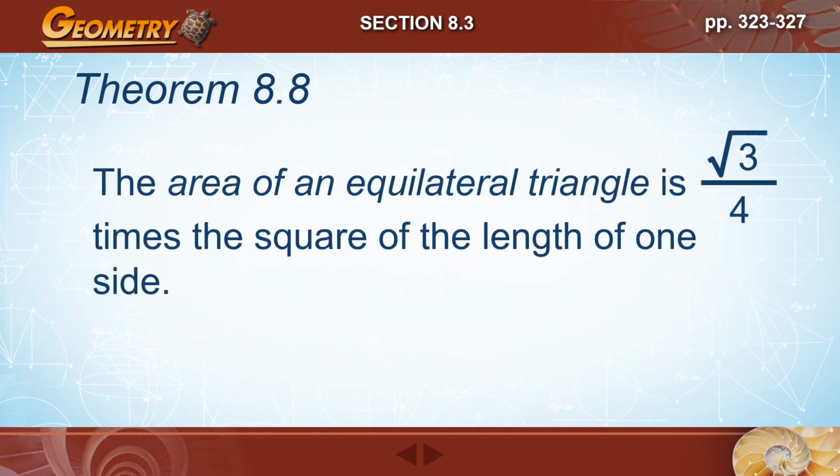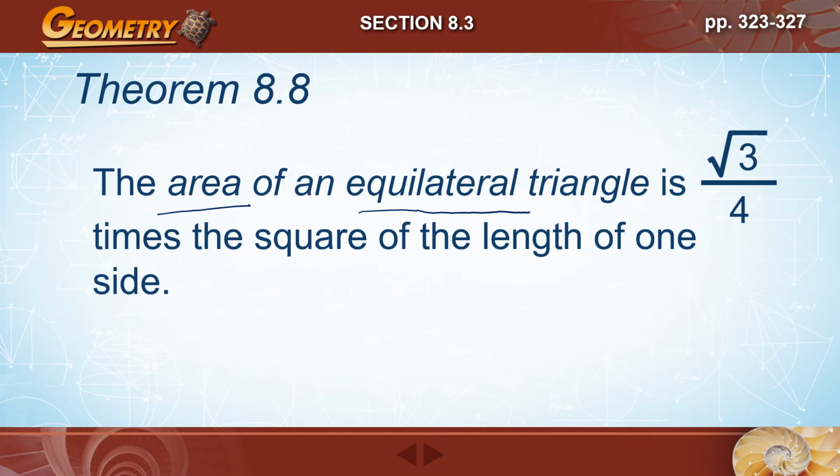So theorem 8.8 is derived from the Pythagorean theorem. I'm not going to show you that derivation or the proof or make you prove it. So just know that it is derived from the Pythagorean theorem. Now we're dealing with an equilateral triangle. The area of an equilateral triangle is square root of 3 divided by 4 times the square of the length of one side.